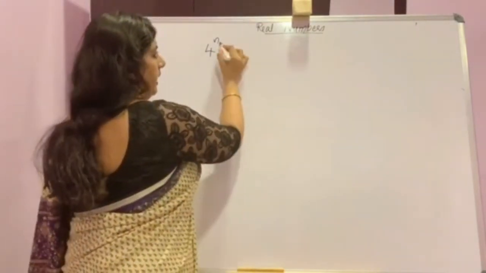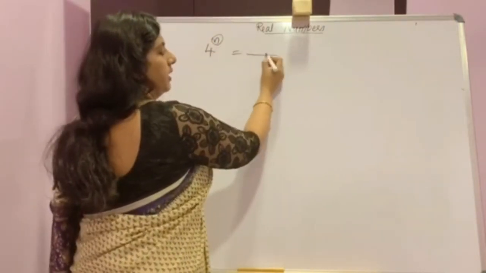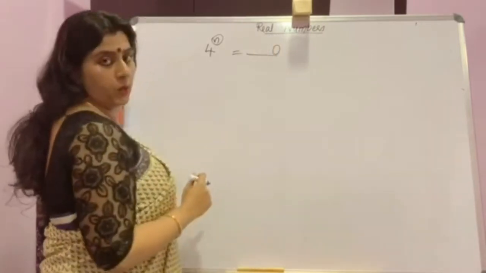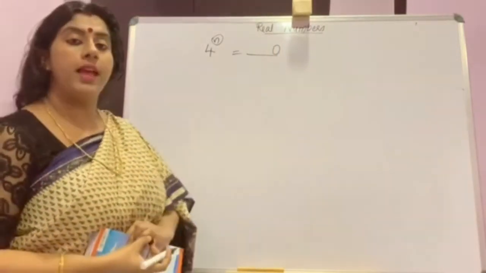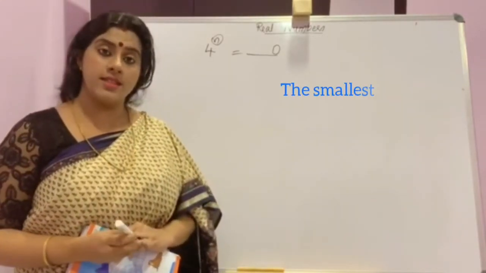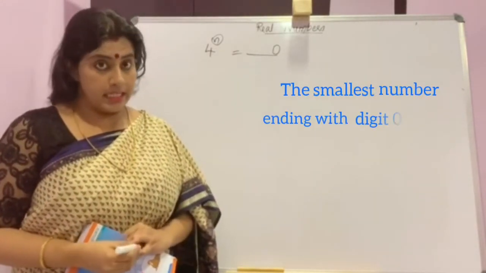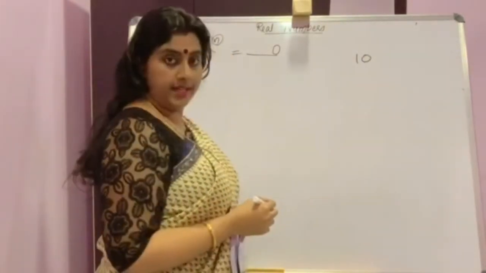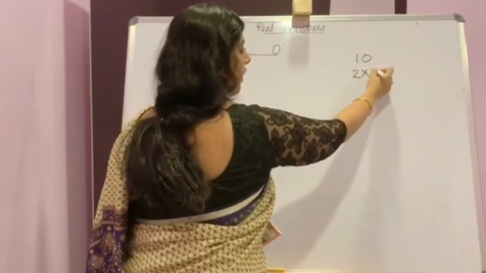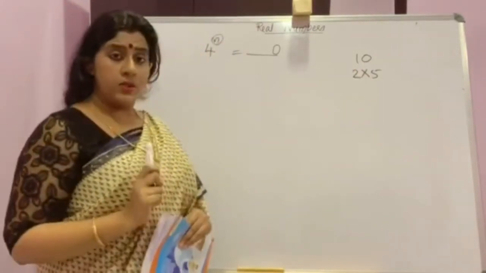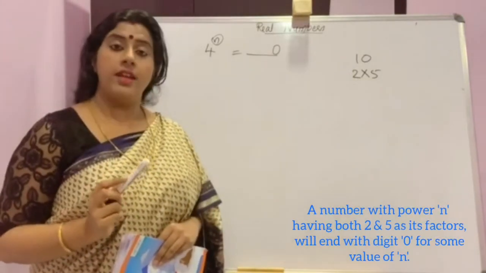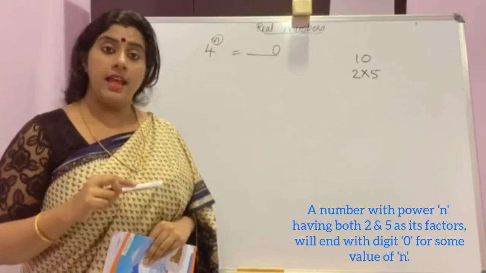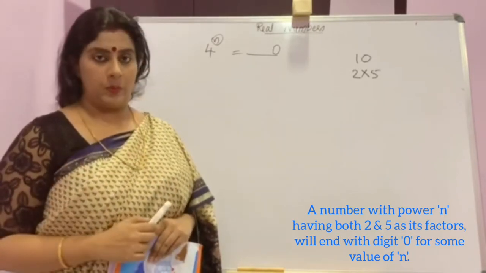That is, for some value of n, it should end with the digit 0. Units place 0. You have to check it. For that, you know the smallest number ending with the digit 0 is 10. And the factorization of 10 is 2 into 5. So, a number having 2 and 5 as factors will end with the digit 0.